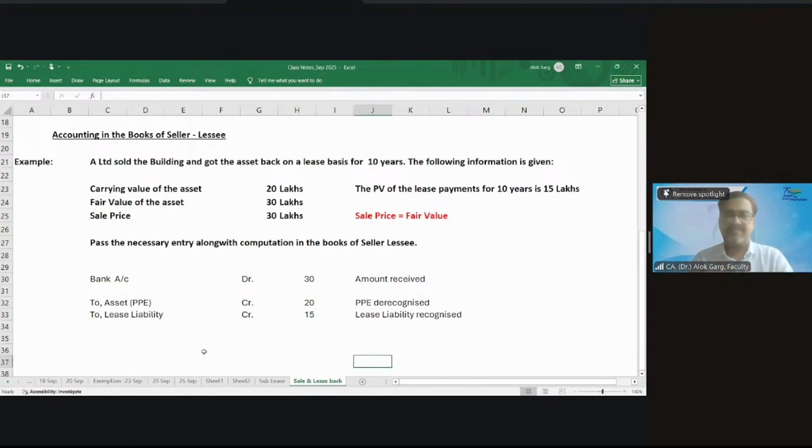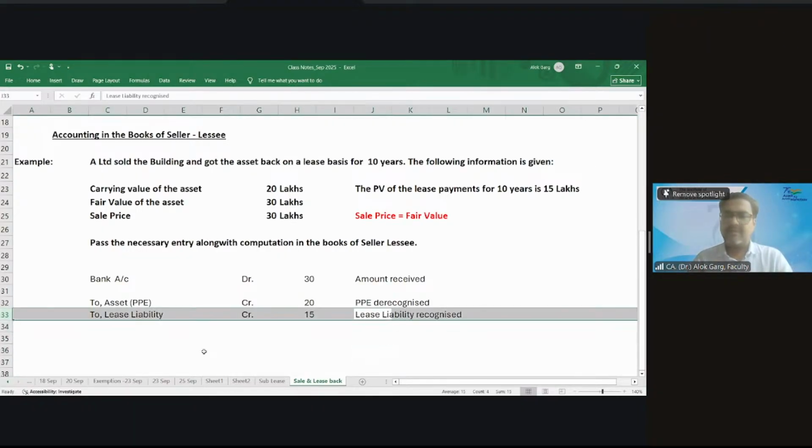Whatever I have written, it's clear, sir. Clear? Or let's say, let's remove this lease liability. Bank account debit to asset PP 30/20, but there is a second contract also, a lease contract, happening simultaneously with a sale contract, right? So I'm selling this building, and I'm getting a right to use this building for 10 years also. Don't you think I am partially transferring the right and partially retaining the right?